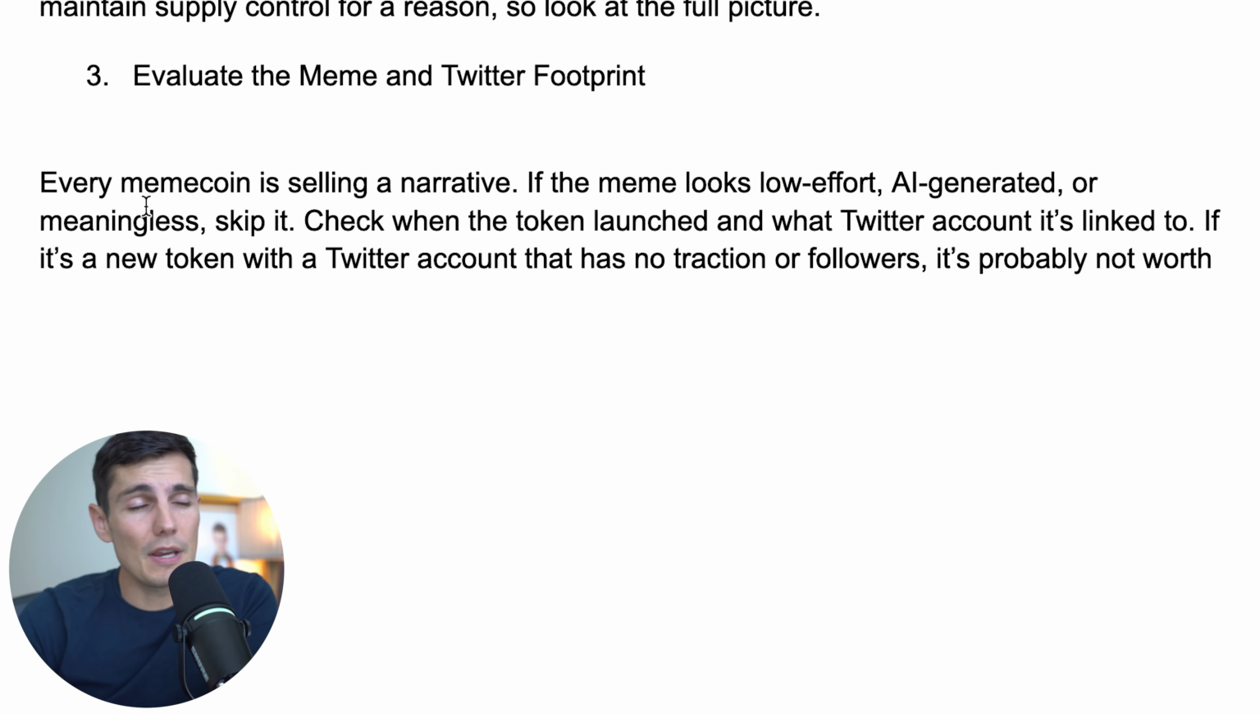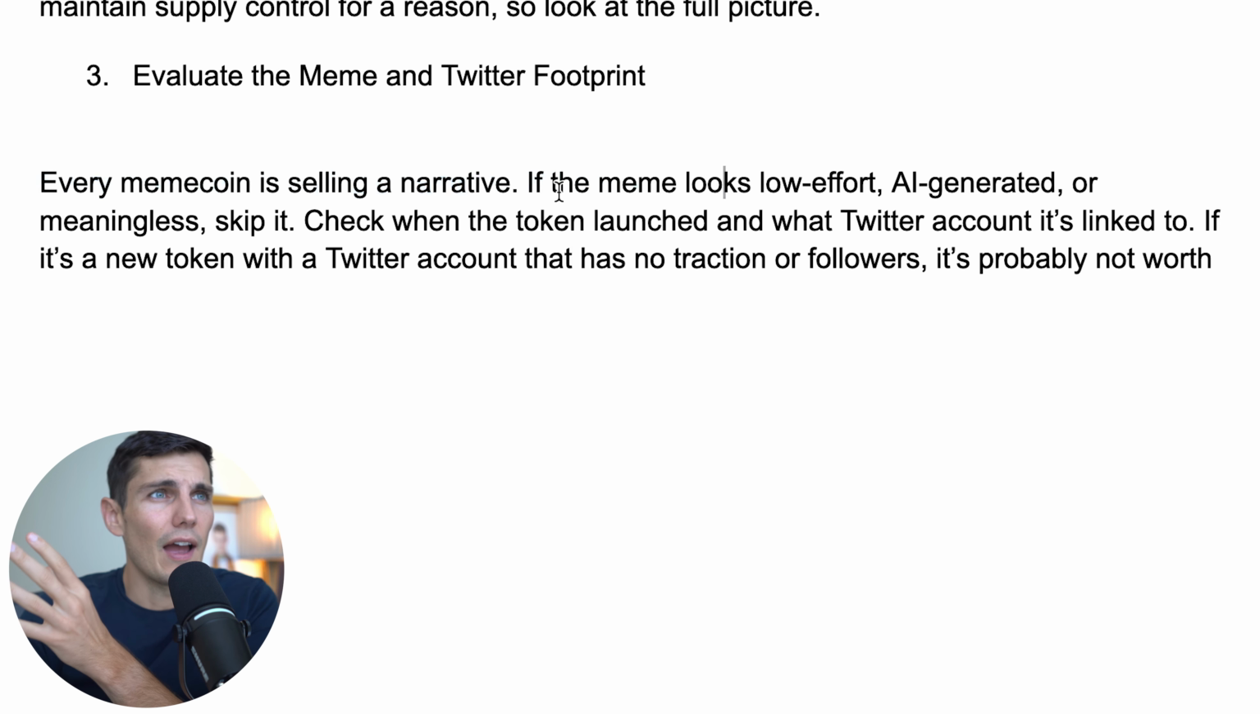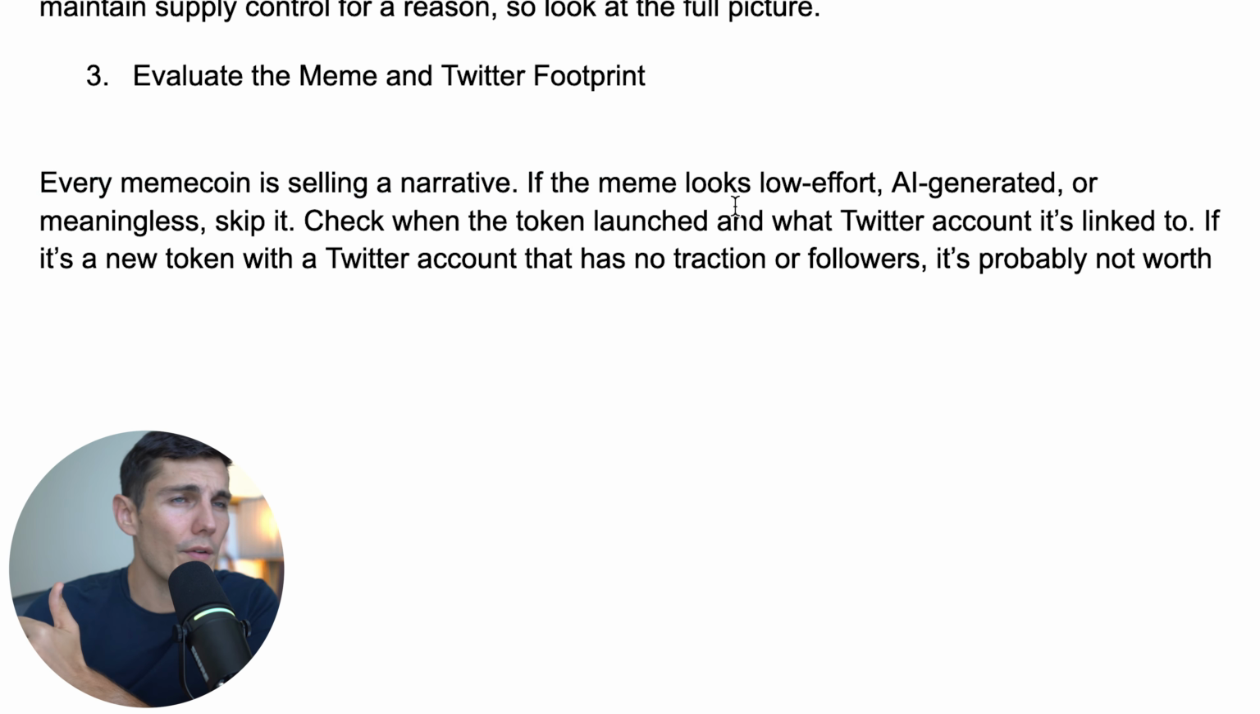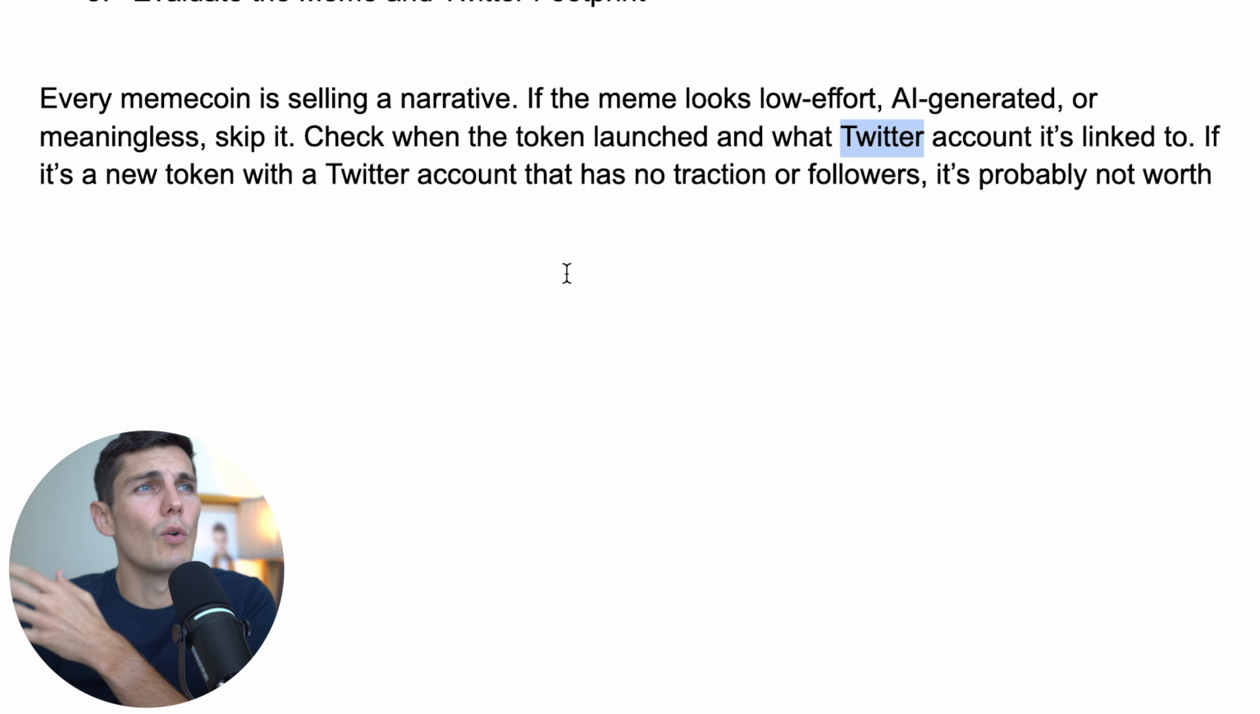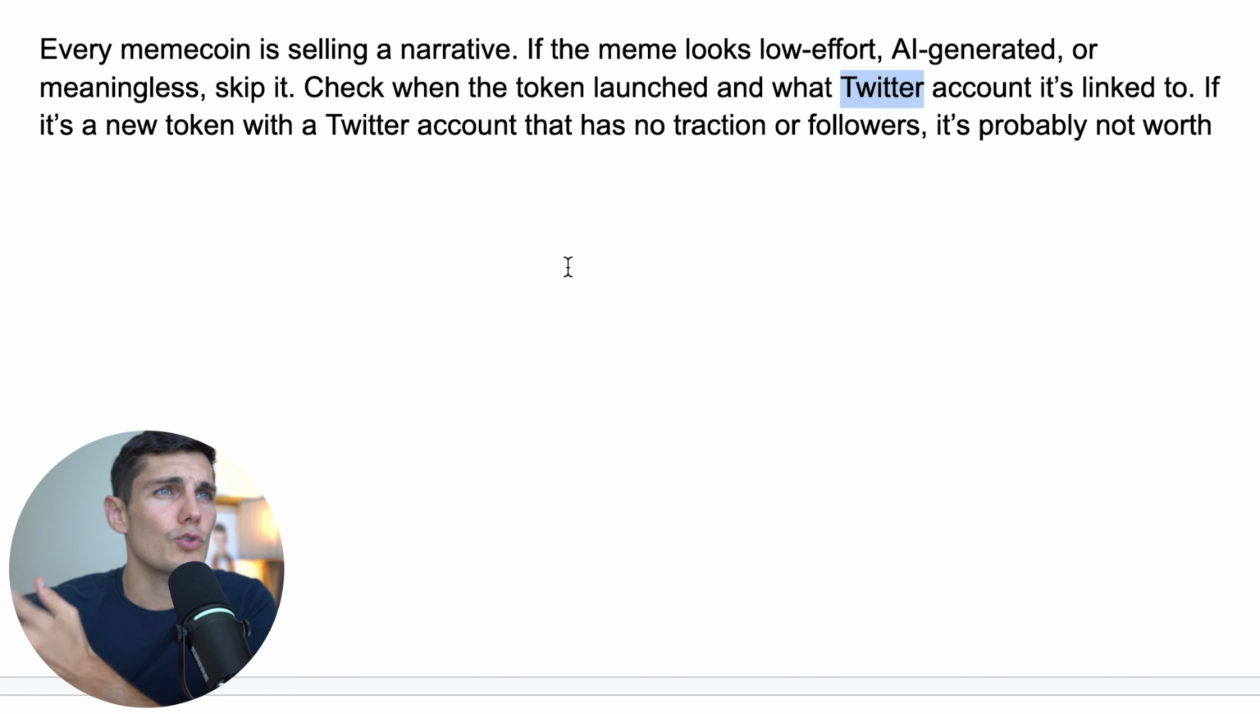Now, the mid part that we just started to see, evaluate the meme and Twitter footprint, because every meme coin is selling a narrative. And if the meme looks like low effort, AI generated or meaningless, you can skip it. If you don't even laugh, if you don't even relate, don't try to do it. So check when the token was launched and what Twitter account or X account is linked to it. If it's a new token with an X account that has no traction or followers, it's probably not worth your time.